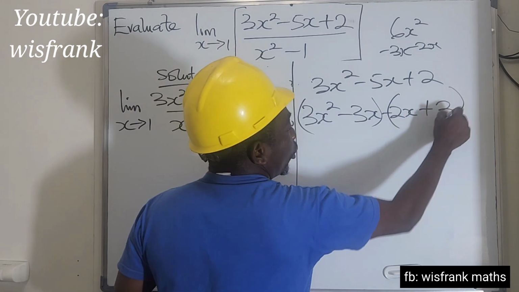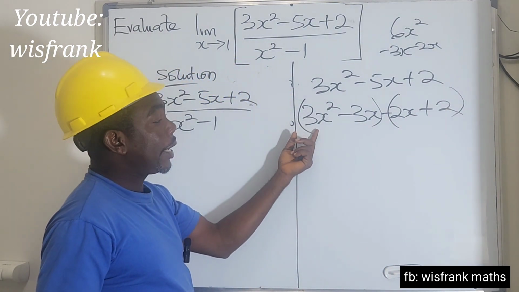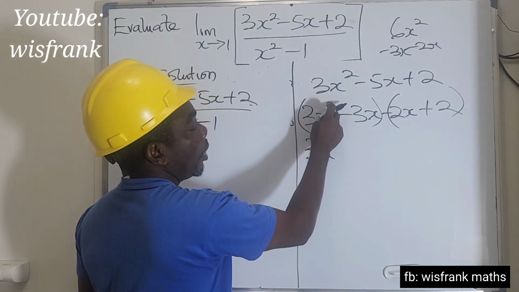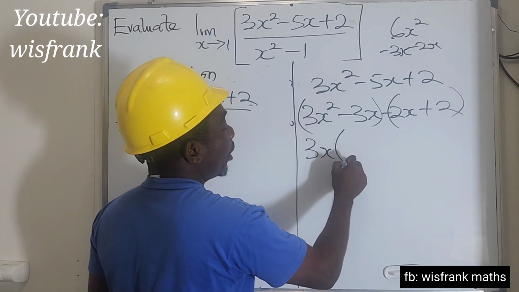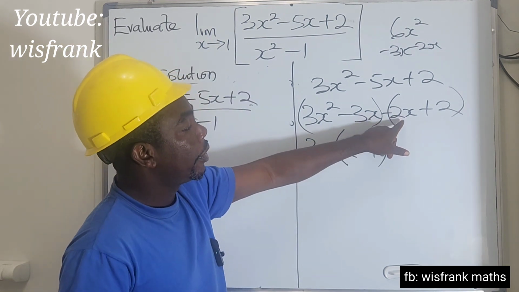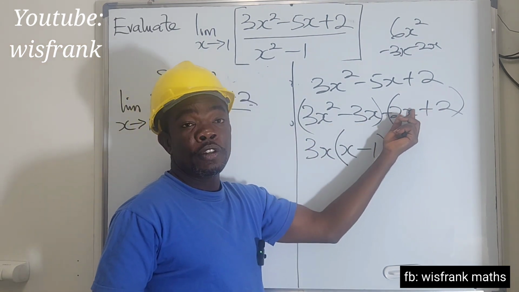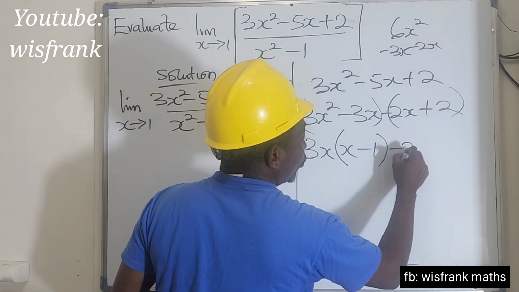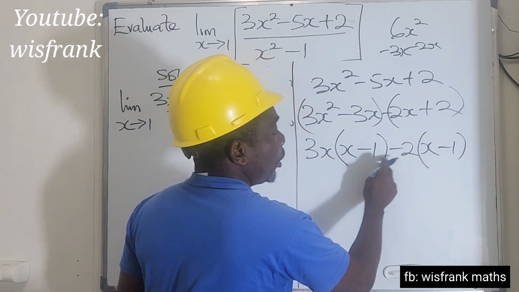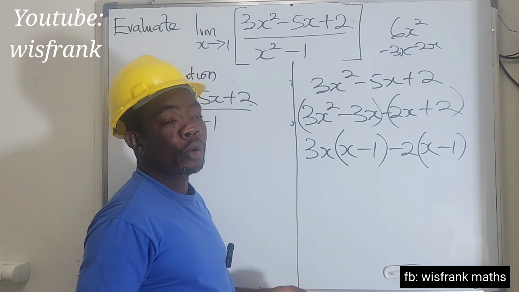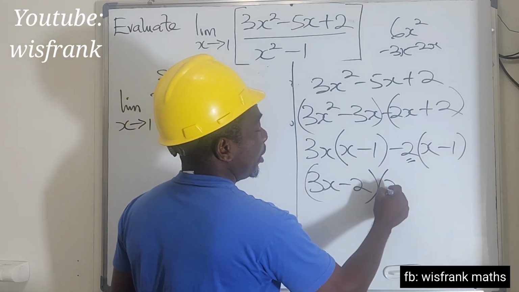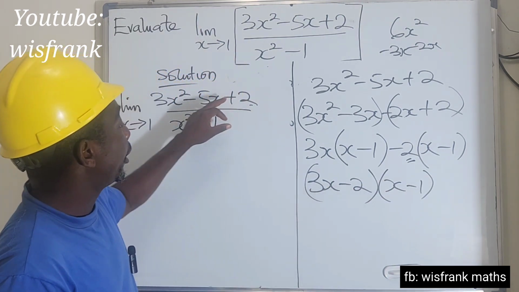Grouping this into two parentheses, we find the common factor. For the first pair, it is 3x. 3x squared over 3x gives us x, and 3x over 3x gives us minus 1. For the second pair, the common factor is minus 2, which gives us x minus 1. These two parentheses are similar, so we take 3x minus 2, and the second parenthesis x minus 1. So this is what we have for the numerator.